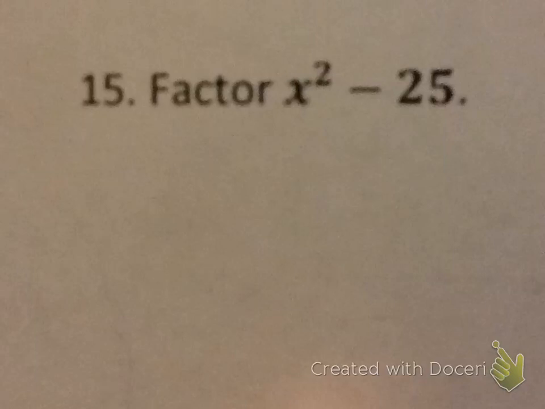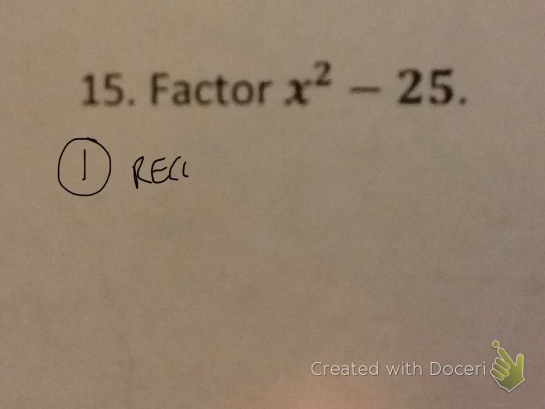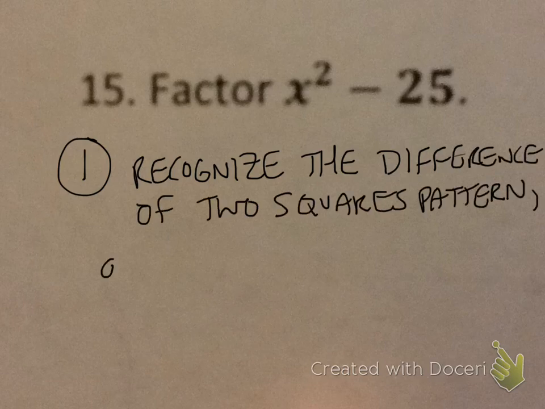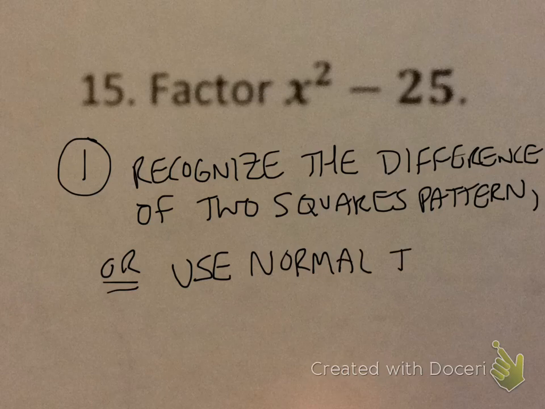Problem 15 on the practice test wants us to factor x squared minus 25. This is really a very nice problem. It is a difference of two squares, and so we have the option of first recognizing that it is a difference of two squares and using that pattern or that shortcut to write our equivalent factored form.